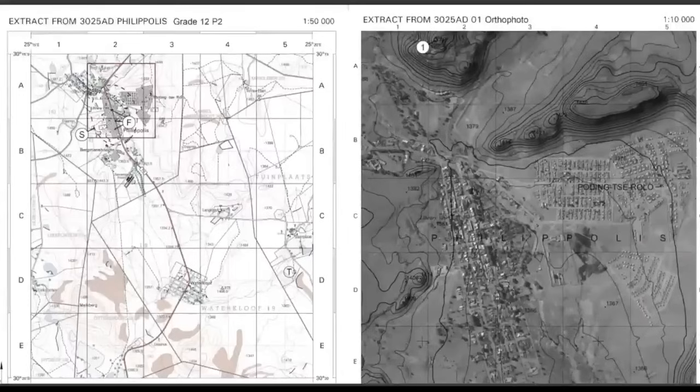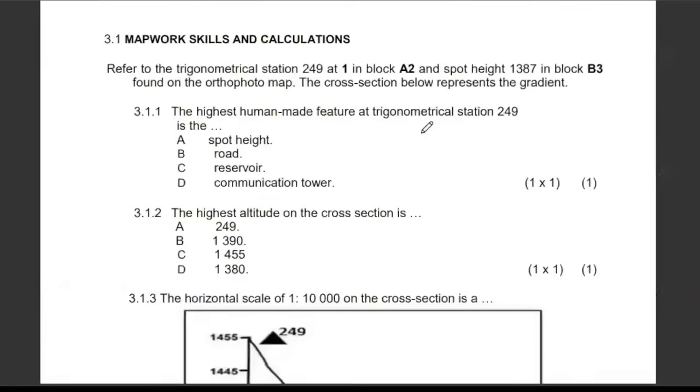So what you need to note there is the question is asking about a human-made feature. So you check on the features and try to find out if they are all human-made. Spot height, road, reservoir, communication tower. Then you go on to check. We are referring to the trigonometrical station at 1 in block A2 and height in block B3 on the orthophoto map.